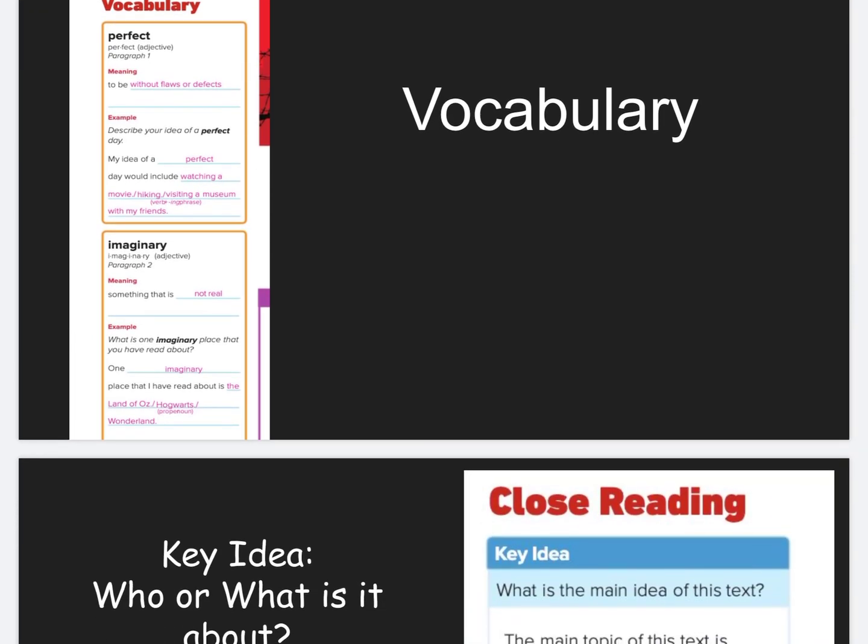Our next word is imaginary. It means something that is not real. Here's your example. What is one imaginary place that you have read about? And here it is. One imaginary place that I have read about is the Land of Oz from The Wizard of Oz, Hogwarts from Harry Potter or Wonderland. One place I always think about when I was little is Bear Country from the Berenstain Bears. If you ever saw that, I would love to see their treehouse from the Berenstain Bears. So you can use any imaginary place that you've read about. If you want to put one from a movie, that's fine too. Please make sure that it's imaginary.